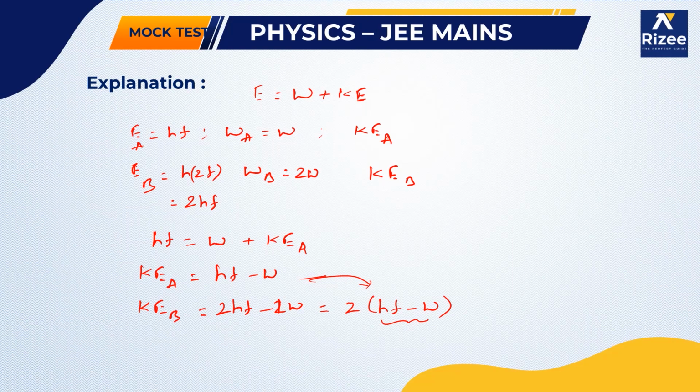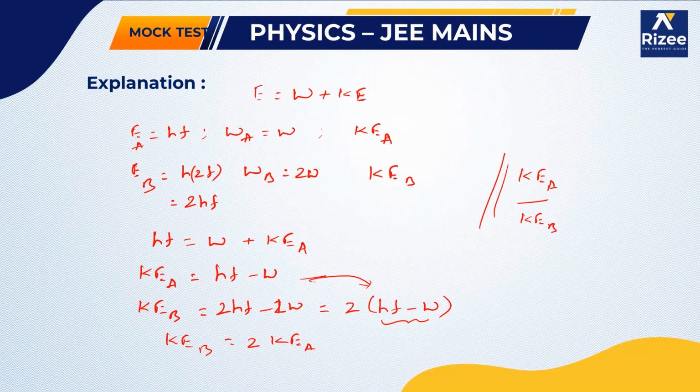So in this place you can substitute the kinetic energy of A, that is 2 into the kinetic energy of A, substituted here. Then he is asking you the ratio of what? The kinetic energy of A by the kinetic energy of B. So this is equal to what? A by B comes out to be a 1:2 ratio. So this will be your answer.